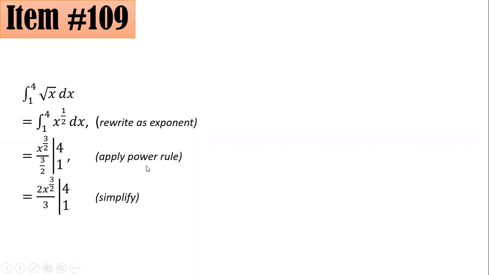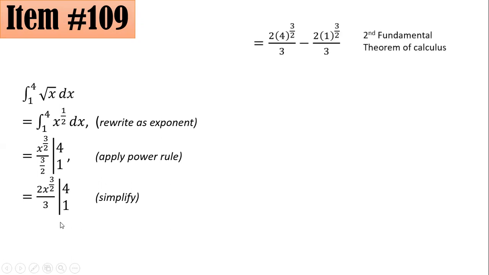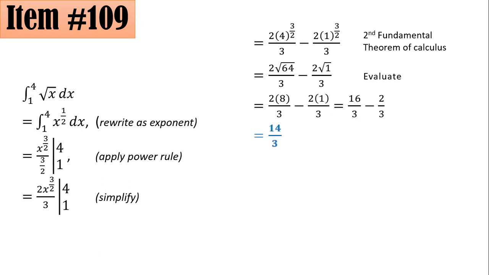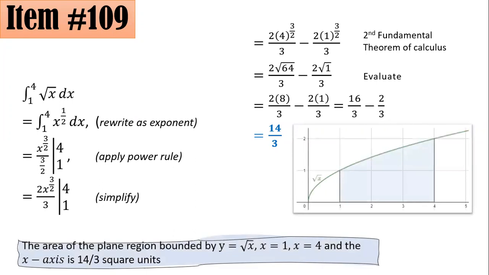So this time, if we simplify it, if you divide by 3/2, it's the same thing as multiplying by 2/3. That's why simplifying it gives us 2x raised to 3/2 all over 3. And again, we will substitute 4 to this expression. We will also substitute 1 to this expression and subtract the results. Hence, you have 2 times 4 raised to 3/2 all over 3 minus 2 times 1 raised to 3/2 all over 3 by the second fundamental theorem of calculus. And you could simplify this using your calculator. So you have 2 square root of 64 all over 3 minus 2 times square root of 1 all over 3, which is 16/3 minus 2/3, 14/3 po yung ating tamang sagot.